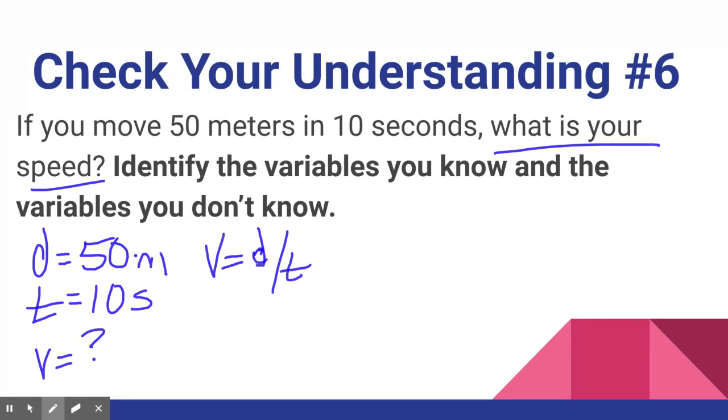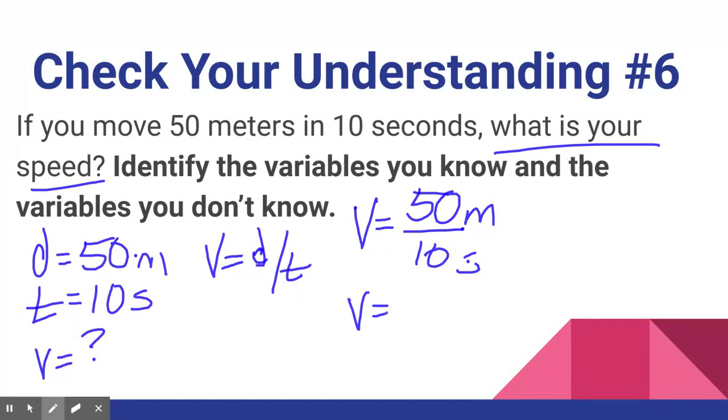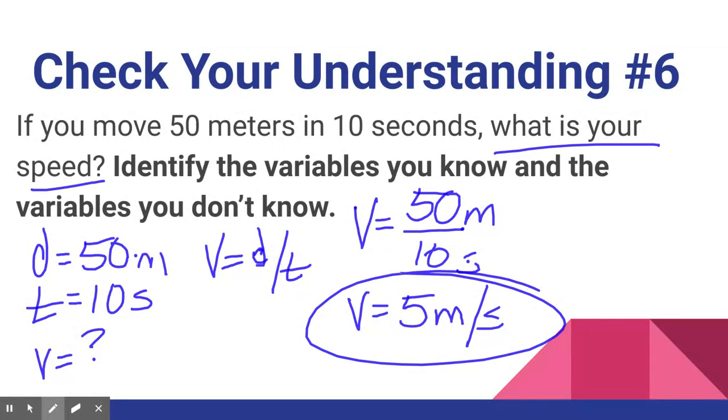Okay, so we've got our formula, perfect. Got all of our variables. Let's plug them into the right spots. V is equal to 50 divided by 10, 50 meters by 10 seconds. And this one we can do in our head. This is super easy. Speed is going to be equal to 5 meters per second. Bada bing, bada boom. Okay, easy peasy.